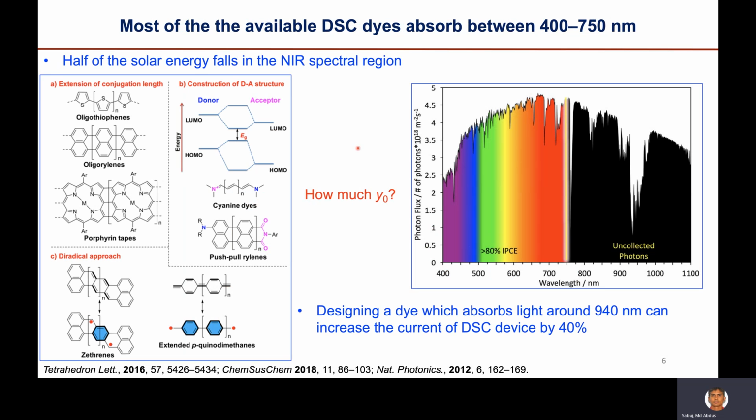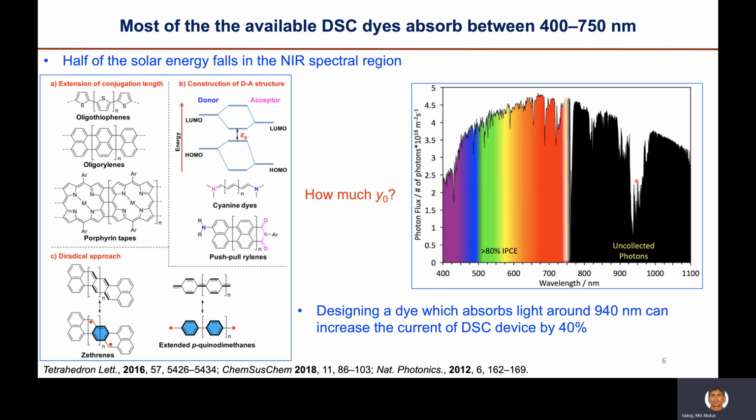The power conversion efficiency of the DSC largely depends on the dye and its ability to absorb low energy photons in the near infrared region. It was found that designing a dye which can absorb light around 940 nanometer can increase the current of DSC by 40%. This motivates us to design DSC dyes which can intensely absorb light in the NIR region.